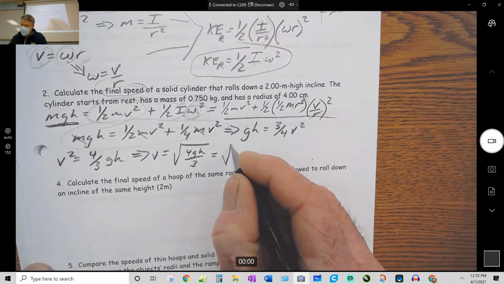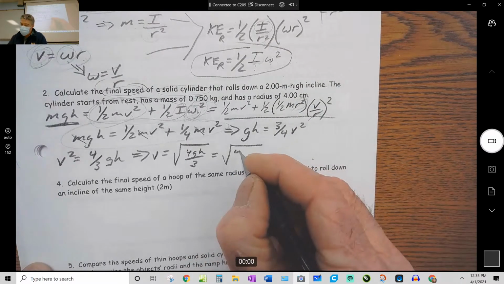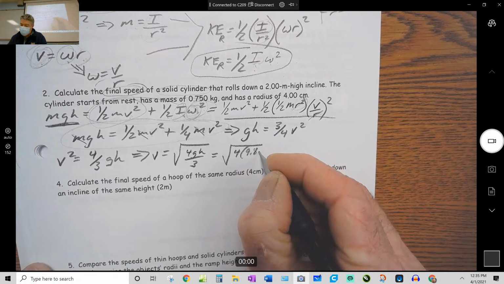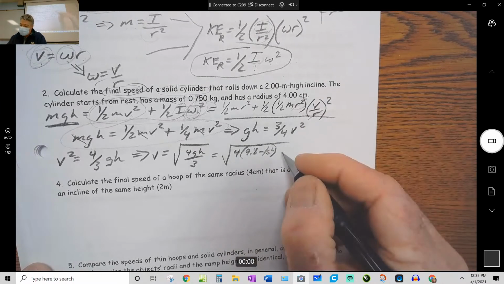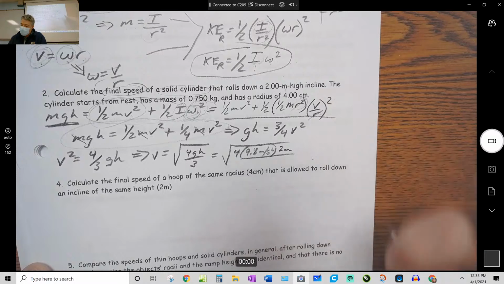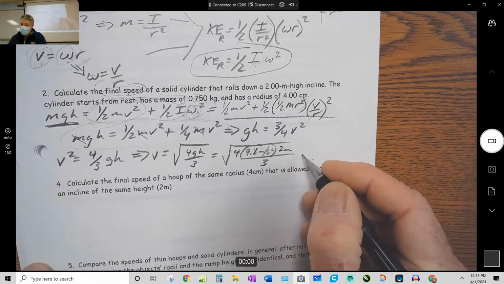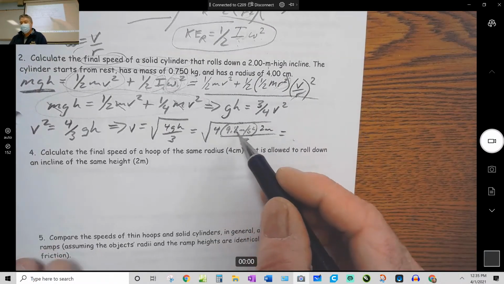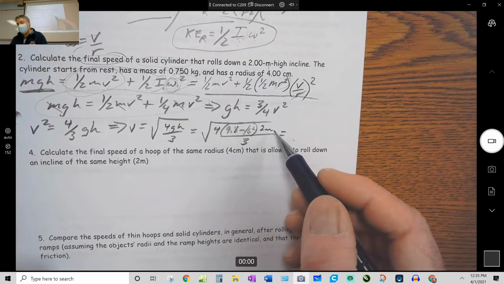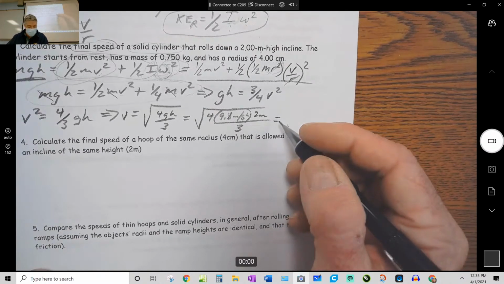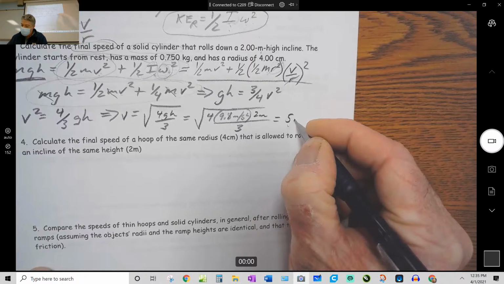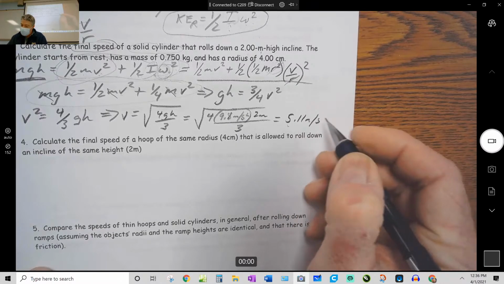So the answer for the velocity is going to be 4 times 9.8 times the height, which is 2 meters, over 3, and then I take the square root of that. So that's about 40 times 2, 80 divided by 3, and then I take the square root, and it ends up being 5.11 meters per second.